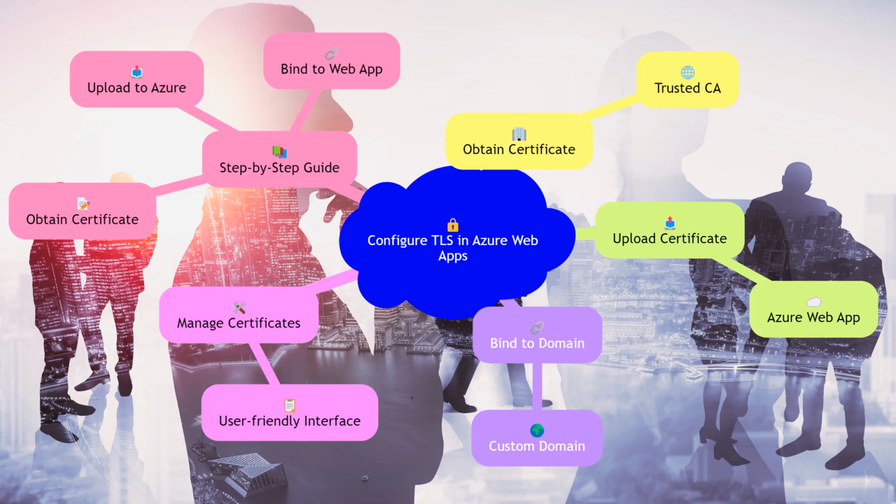To configure TLS in Azure Web Apps, you need to obtain an SSL TLS certificate from a Trusted Certificate Authority, CA. Once you have the certificate, you can upload it to your Azure Web App and bind it to your custom domain. Azure provides a user-friendly interface for managing certificates and configuring TLS settings. This section will provide a step-by-step guide on how to configure TLS, including obtaining a certificate, uploading it to Azure, and binding it to your web app.